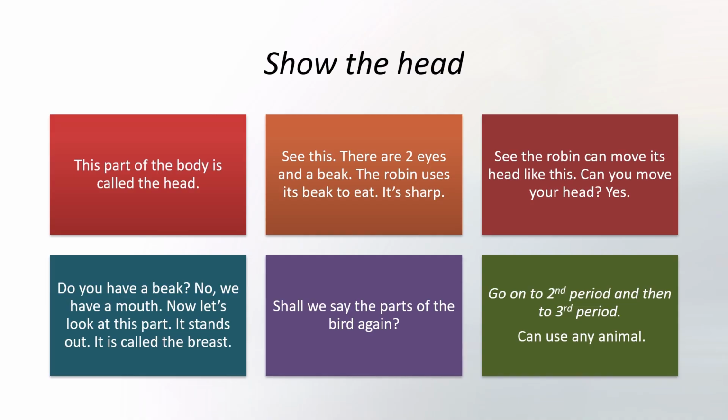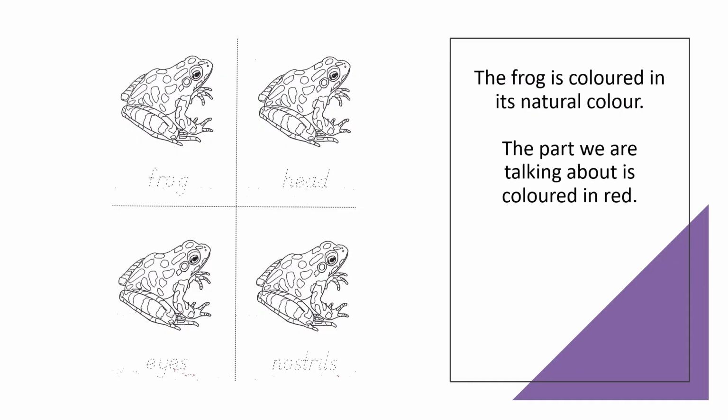Can you move your head? Yes. Do you have a beak? No. We have a mouth. Now let's look at this part. It stands out. It is called the breast. Shall we say the parts of the bird again? Then we go on to the second period and then on to the third period. We can use any animal for this presentation. The frog is colored in its natural color. The part we are talking about is colored in red.